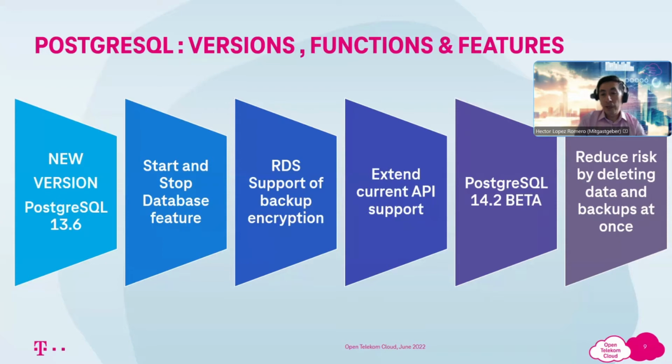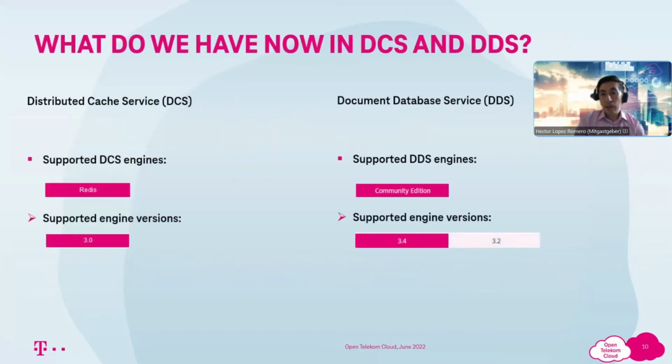The stop functionality I already mentioned, also the backup and the extension of the API support. We are also now thinking about the release of PostgreSQL 14.2. It will not be for Q3, it will probably be released in Q4, but nevertheless we are looking forward to speeding up exactly this Postgres major version release. I think for RDS, that is exactly what we want to achieve. On the feature side and the version side, that is really important.